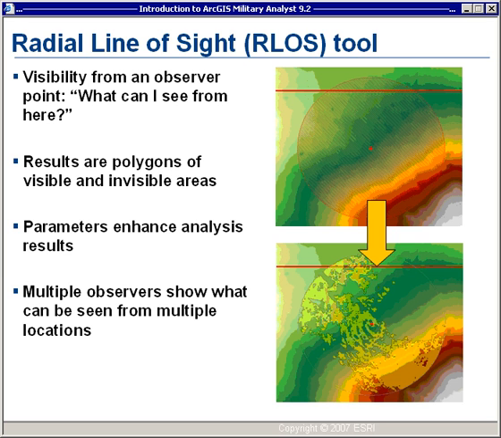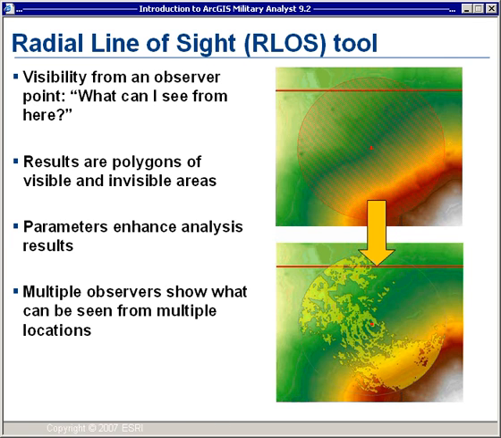The Radial Line of Sight tool does a visibility analysis from an observer location and answers the question, what can I see if I were standing here? It's similar to the Spatial Analyst's Viewshed tool, but like the rest of the terrain analysis tools, it will work across your DTED tile boundaries. The results are a set of polygons showing areas that are both visible and invisible to the observer.